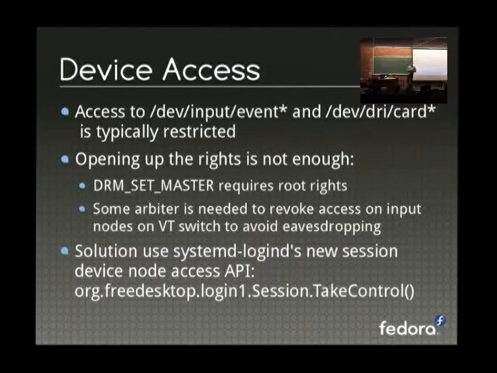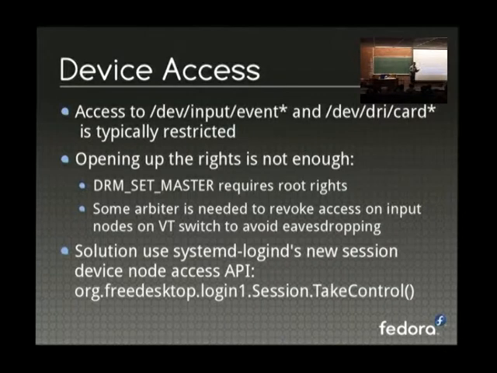Just opening up to rights, we have a mechanism, it used to be ConsoleKit, now it's done through systemd logind, where we tag devices in the UDEV database with a uaccess attribute, and then automatically the device nodes get opened up. The problem is for a local user, so users who are present behind what we call a physical console, so something which is local to the machine. That's not enough. DRM set master, which is necessary for kernel mode setting, requires root rights. Having permission on the device node is not enough. It will still not allow you to make that call.